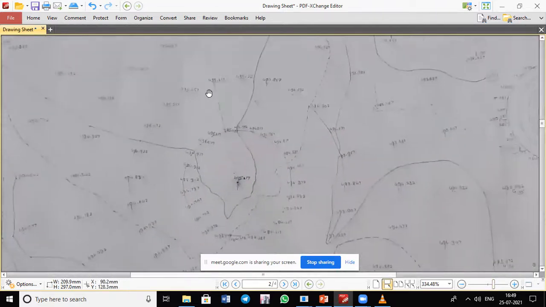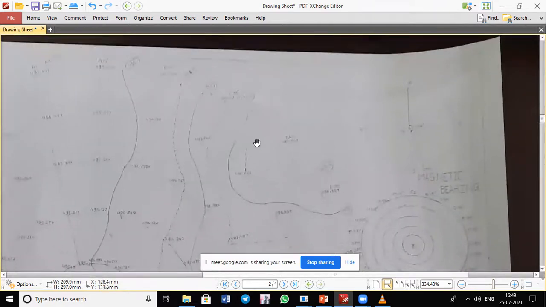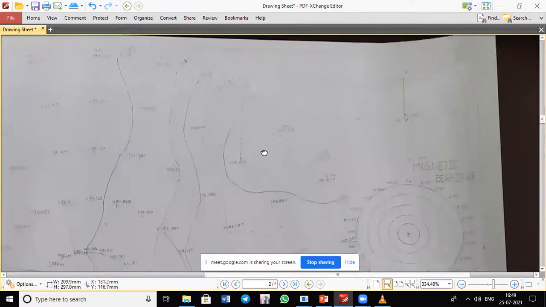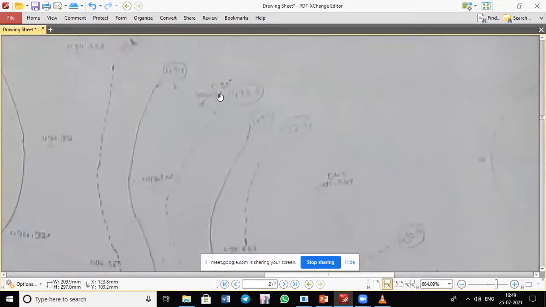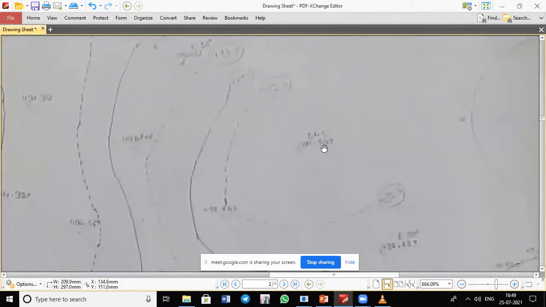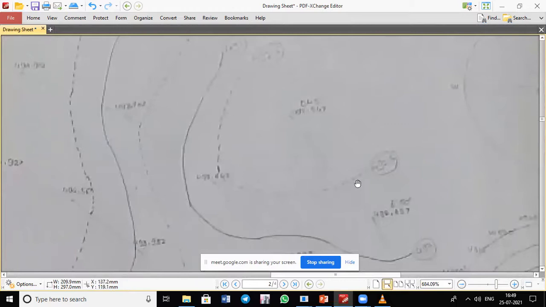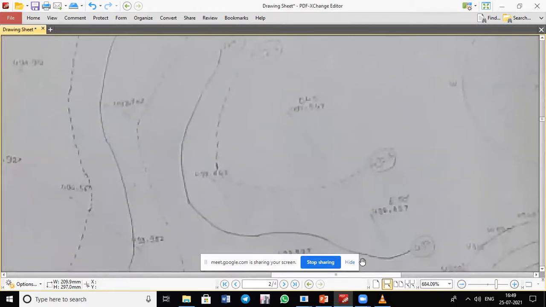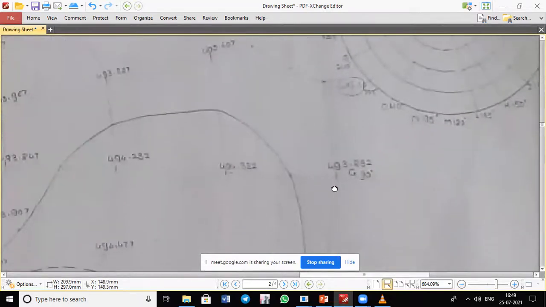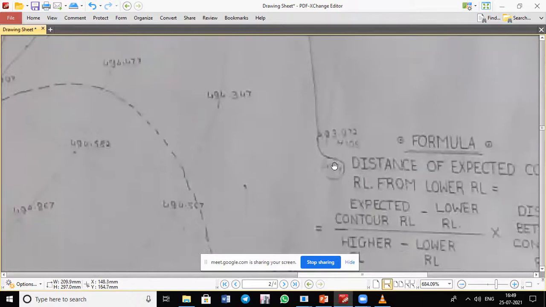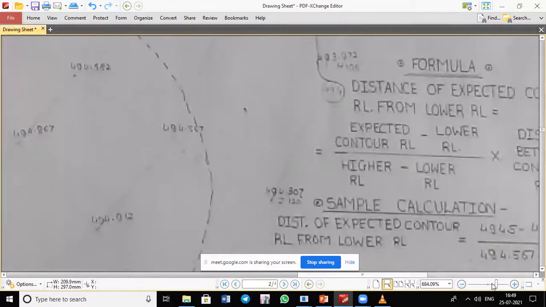Okay, and as I told you, there are certain checks after drawing the sheet: you should check whether the contour interval is constant or not. Here you can see 494, then 493.5, then 493, 492.5, then again 492.5. So this contour line has come outside, this 493 has come outside, so it is again increasing with a common contour interval of 0.5. So you should have that check.